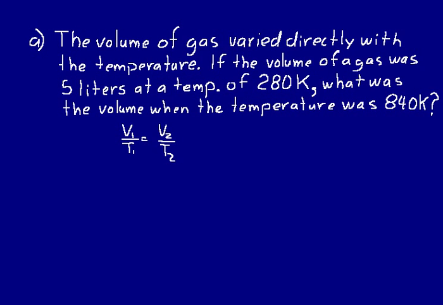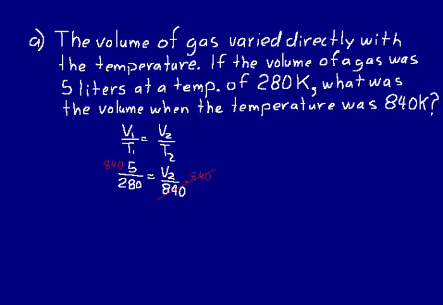Let's just substitute in now. We have 5 liters for an initial volume and an initial temperature of 280 Kelvin. It's K for Kelvin. That's a temperature unit that's used in chemistry. And then V2, that is what we're trying to figure out, so we just write V2 there, and then I'll put 840 here. Now we could cross multiply to solve for this, but when we have the unknown on the top, it's just easier to multiply both sides by that denominator and get rid of that.